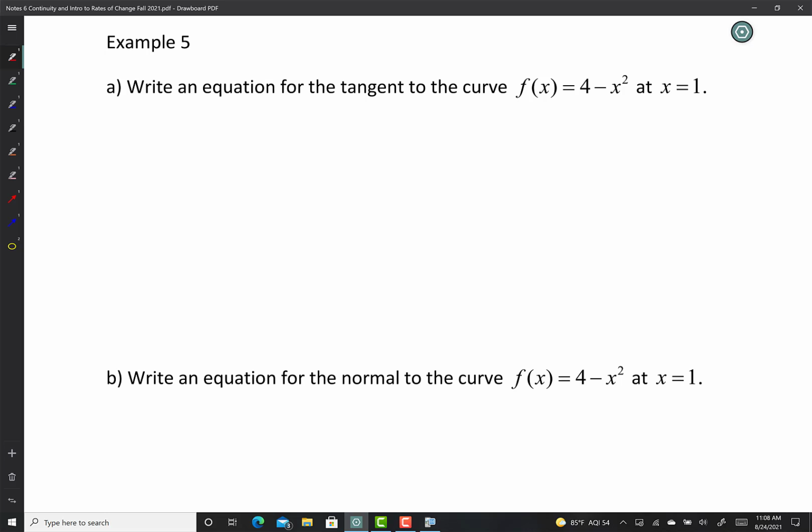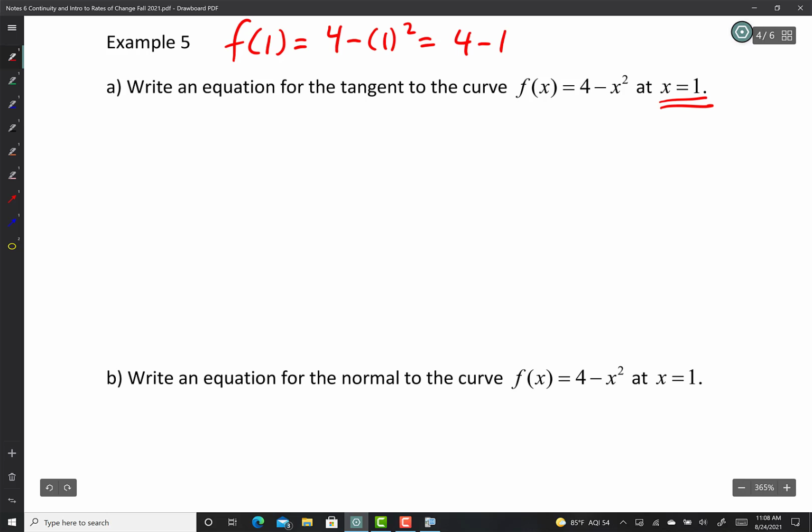Okay, do I have a point? Yeah, kind of. I can get it. I have x equals 1. Let's see what that point is. f of 1 equals 4 minus 1 squared. 4 minus 1 equals 3. So my point is (1, 3). Now I need a what? Slope. How am I going to find a tangent slope?